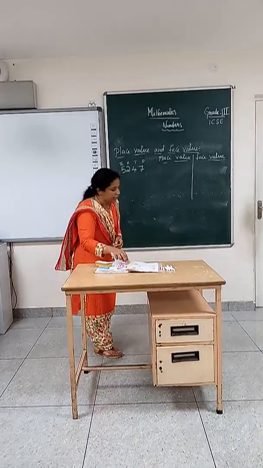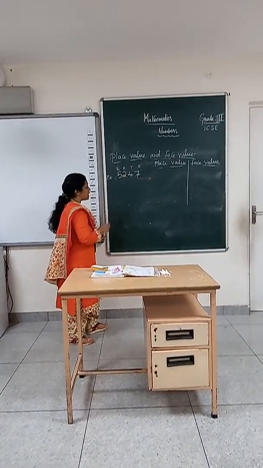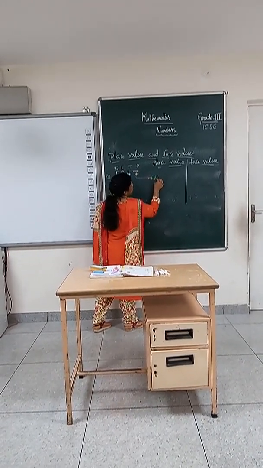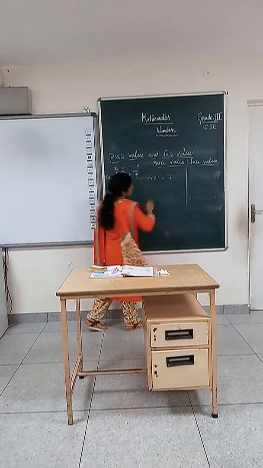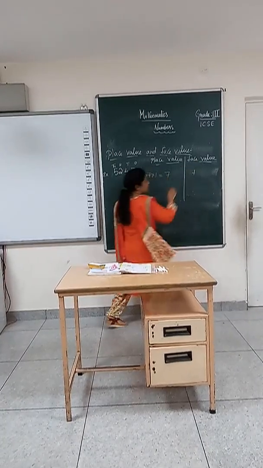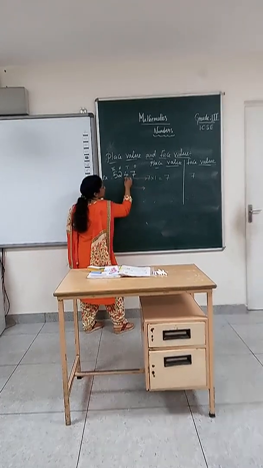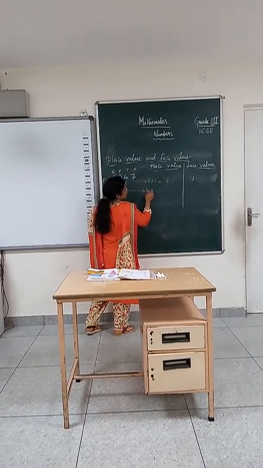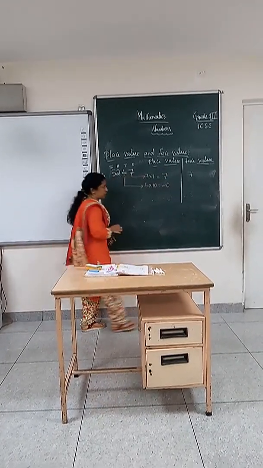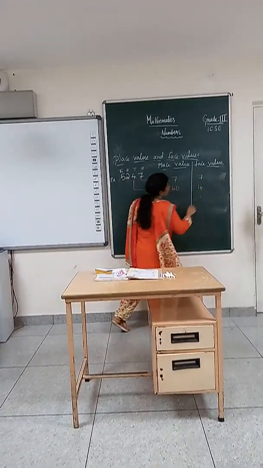Let me write that to be very clear. First I am going to talk about 7. What is the place value of 7? Since 7 is in ones place, that is 7 into 1, so it remains 7. What about its face value? The face value is 7 itself. Now let us talk about 4. 4 is in tens place, so 4 into 10, the place value of 4 becomes 40. Its face value will again be 4 itself.